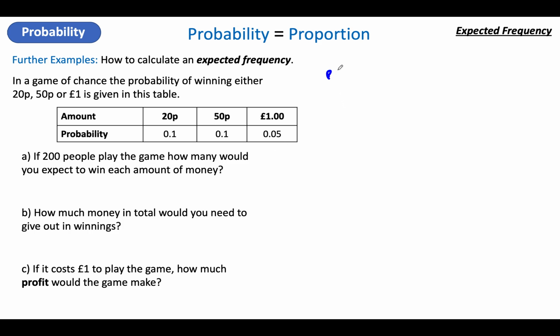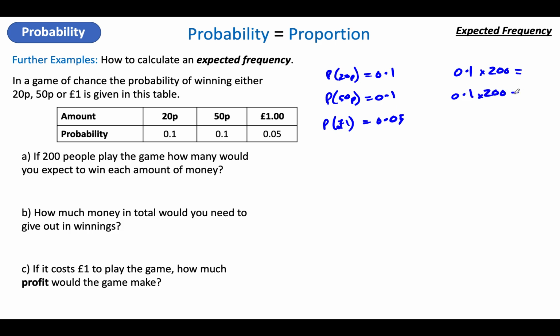Right, let's give ourselves a bit of space here. So, what's the probability of winning 20p? Well, that's 0.1. The probability of winning 50p is also 0.1. And the probability of winning the pound is a bit smaller, 0.05. And 200 people are playing, so I'd expect 0.1 times 200 people to win 20p, 0.1 of those 200 to win 50p, and 0.05 of those 200 people to win the pound.